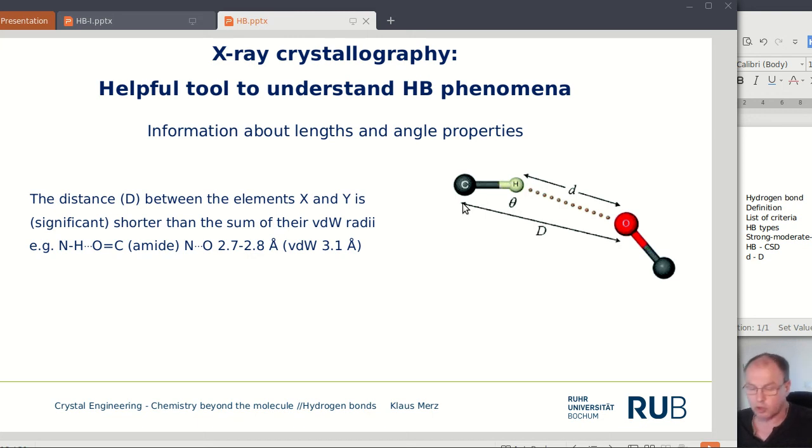When we have a hydrogen bond, the distance should be shorter than the double van der Waals radii. It's shown here in the amide. We find distances between 2.5 and 2.8 with a typical amide pattern, and it is significantly shorter in comparison to the van der Waals radii.